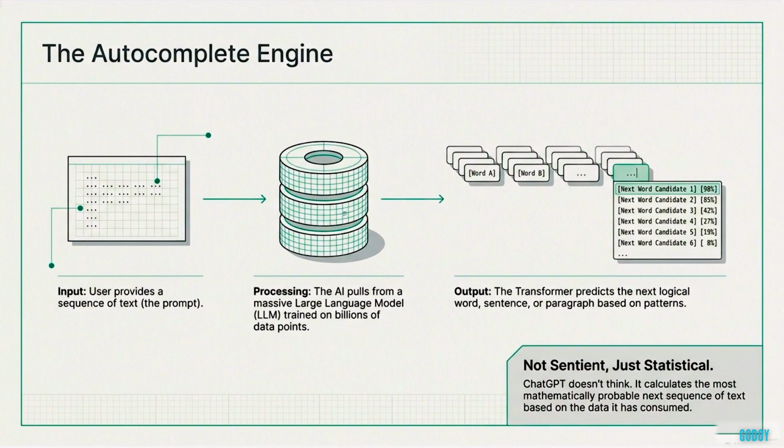The core of ChatGPT is the autocomplete engine, a massive large language model trained on billions of data points. It takes a sequence of text, your prompt, and uses a transformer model to predict the next logical word, sentence, or paragraph based on mathematical probability. It is statistical, not sentient.